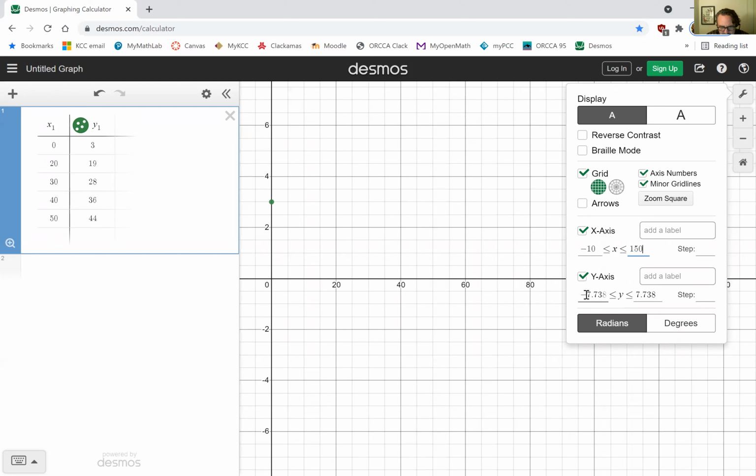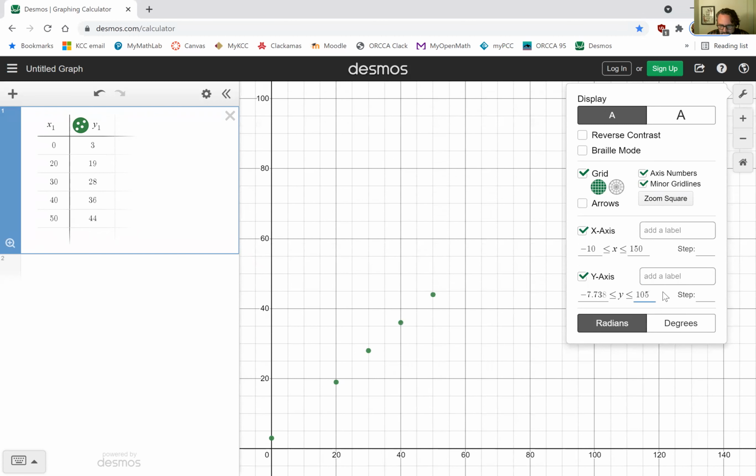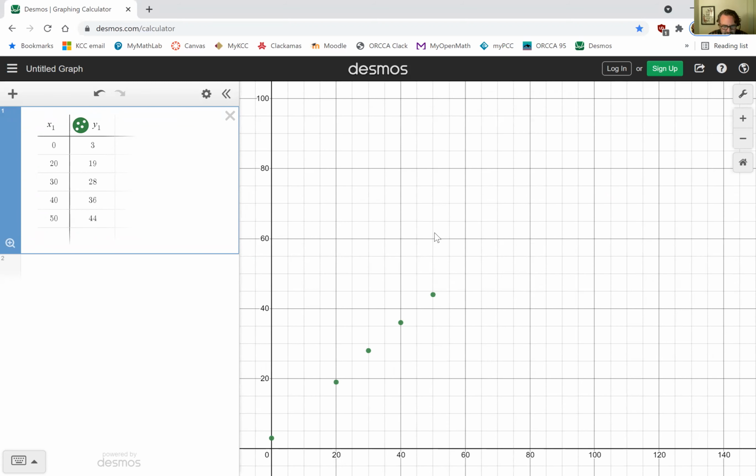And for the y-axis, I'll leave a bit of negative space down below here. This is the percent charge, so I want to go up to at least 100%. So maybe I'll do 105. And there, I've got a good look at the points. I'll click on the wrench again to hide that pop-up. And so it looks like they're roughly linear. And what I can do is make a regression equation here.